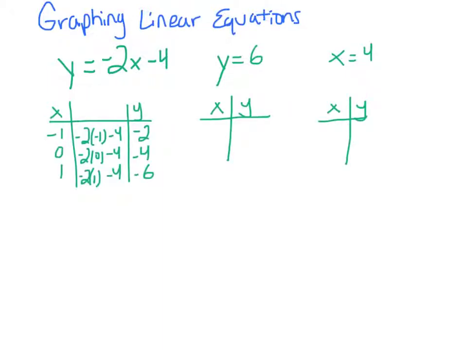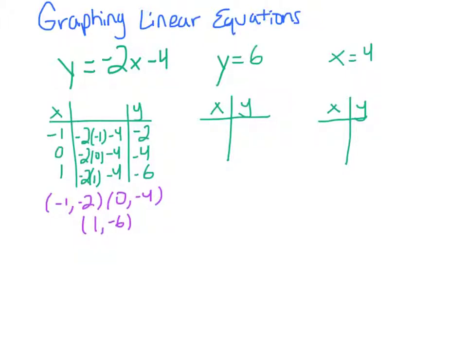So I chose negative 1, 0, and 1 for my inputs for x, and my outputs were negative 2, negative 4, and negative 6. So the points I'm going to plot are (negative 1, negative 2), (0, negative 4), and (1, negative 6). The next two equations are special kind of equations.